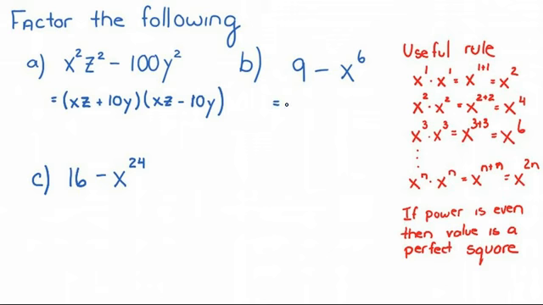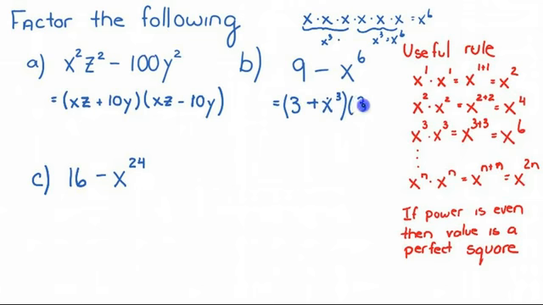So this one might cause a little confusion, because if we look at it, we have 9 minus x to the power of 6. And some of you might be able to work out that if x times x gives me x squared, that means x times x times x times x times x times x, 1, 2, 3, 4, 5, 6, gives me x to the 6. And we can group these into 3, which gives me x cubed, times another 3 of them, which is x cubed, which is x to the 6. So therefore, we can apply common difference of squares here to say 3 plus x cubed times 3 minus x cubed.